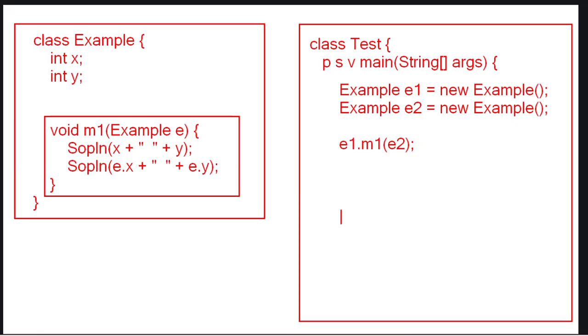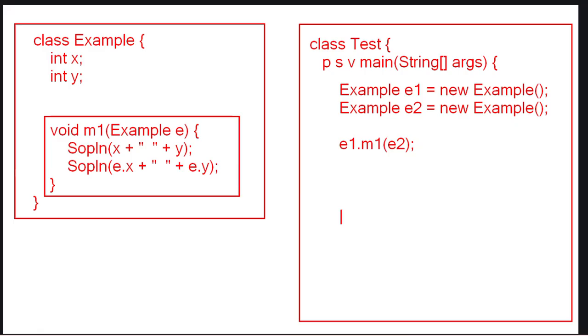Current object, argument object, current object, argument object. Repeat again. First, with respect to the main method, E1, E2 objects are local objects. With respect to the M1 method calling line, E1, E2 objects are current and argument objects. Which object is current? Which object is argument? How can I decide? If I use an object name before a dot, it is the current object. If I use an object in the parenthesis, it is called the argument object.